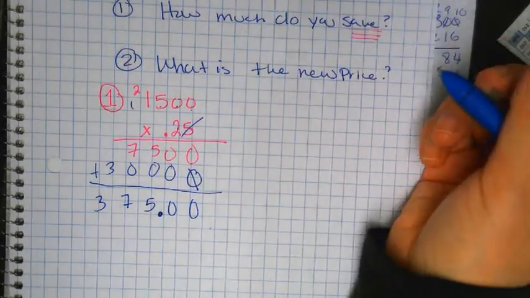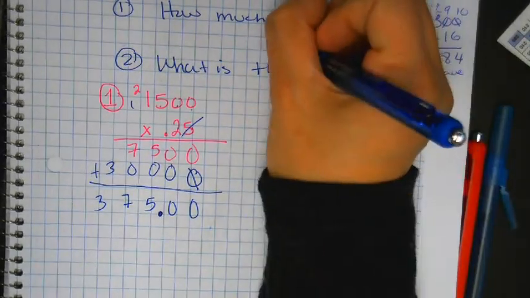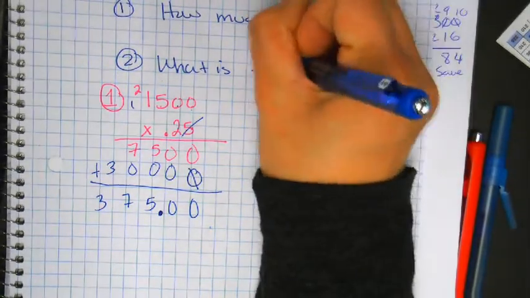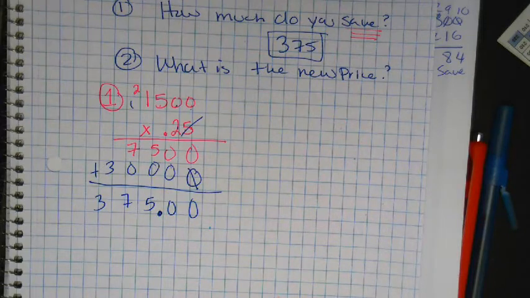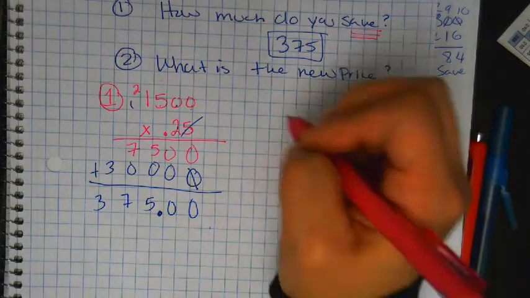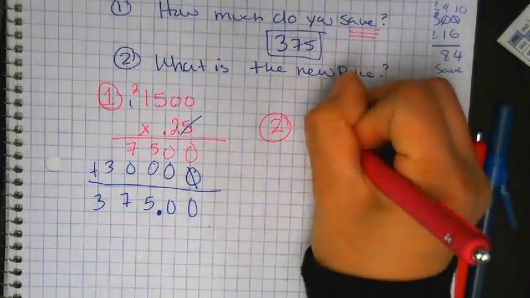So how much do I save? 375. So that would be the answer I type in if the question says, how much do you save? If it says what is the new price, you just subtract. So if the question says, how much do you save, that's when you multiply with the actual percent that they give you, and that's your how much you save. Now, if the question says, what's your new price? Then you have to do step number 2, which is to subtract.